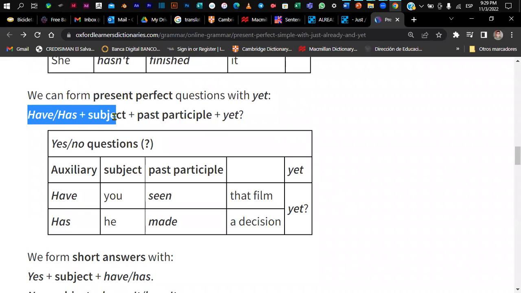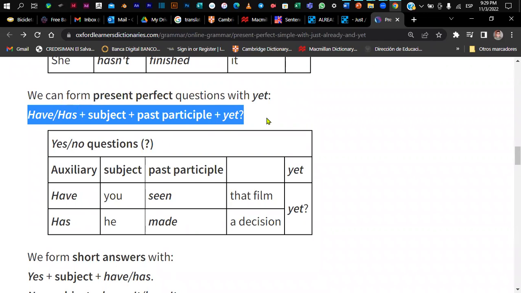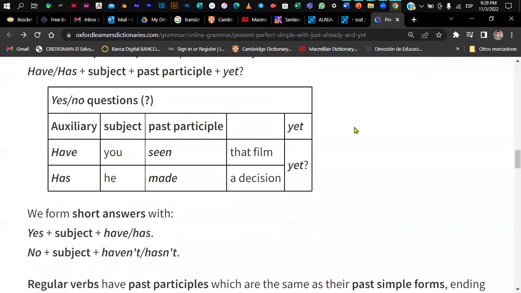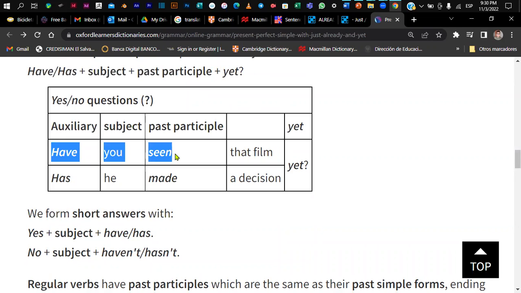Has plus subject plus past participle plus yet. All right. In the sentences or questions in this case: Have you seen that film yet?